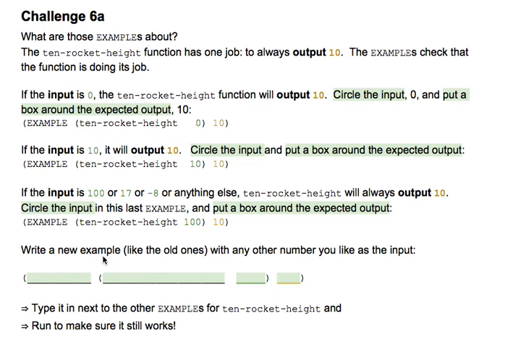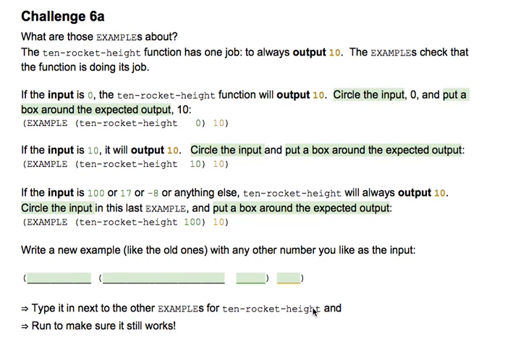And now I'm asking you to write one more new example. Let's say you pick the number 42 as the input. Well, you would write example here, just like here, because the example tells Dr. Racket that you want to give an example where the thing on the left should equal the thing on the right. So you write example, inside you write 10 rocket height, just like you did before, paying careful attention to having dashes, and then the input, now your input is 42, but the output is still going to be 10, because 10 rocket height's job is always to give you 10.